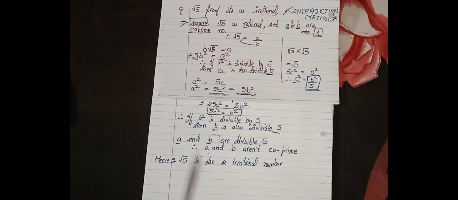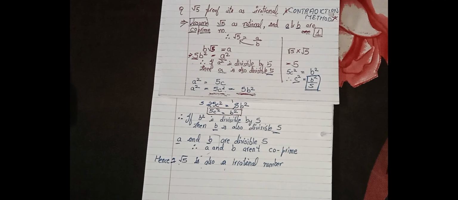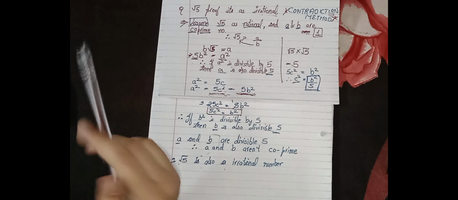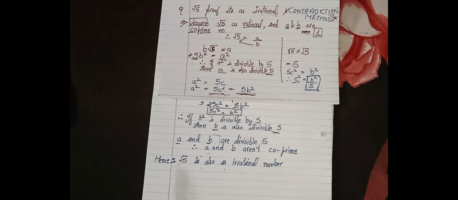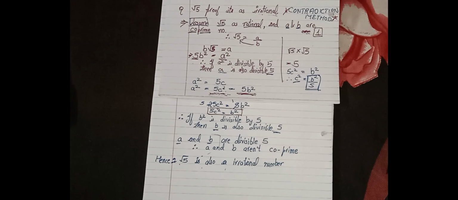Now it says that if a and b are both divisible by 5, then how can they be co-prime numbers? Co-prime numbers have only 1 as a common factor. Therefore, this is not a co-prime pair. So root 5 cannot be a rational number, because our whole assumption was wrong. We have proved our own assumption wrong. And if this is wrong, then what is right? This is right, this is correct. I hope we are clear with this.